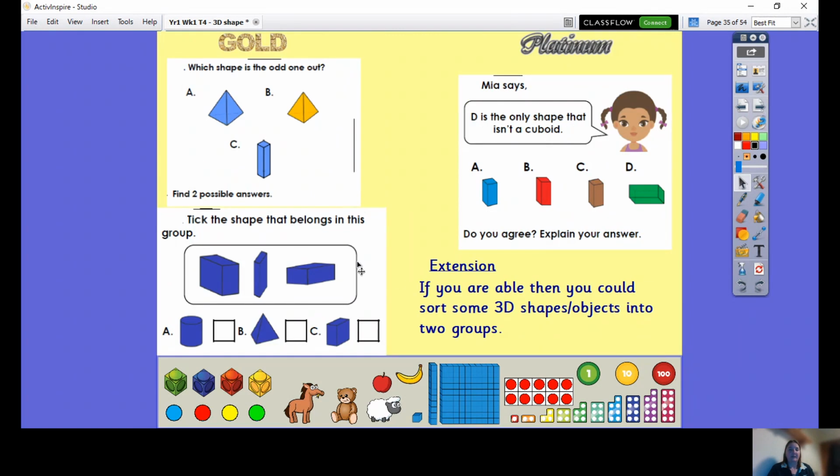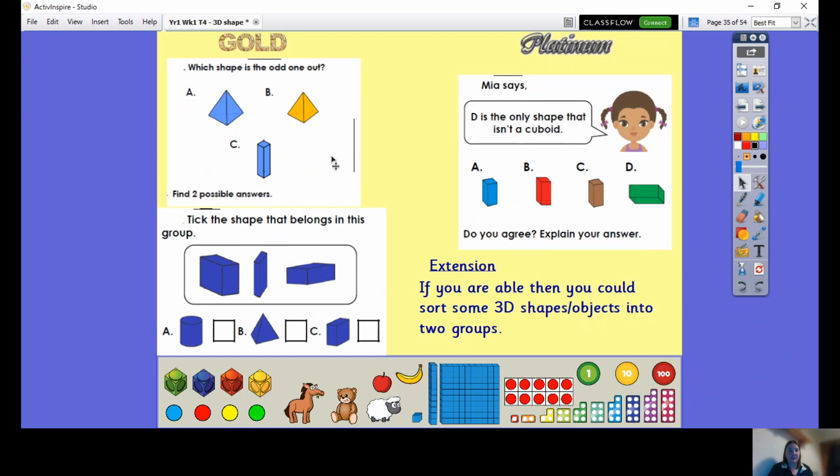Your gold activity is here, thinking about which shape is the odd one out. Find two possibilities. So thinking about here, what is the odd one out? It could be to do with the shape, it could be to do with the colour. And again down here, tick the shape that belongs in this group. Okay. And then your platinum, it says D is the only shape that isn't a cuboid. Is Mia correct? She's saying that that is not a cuboid.